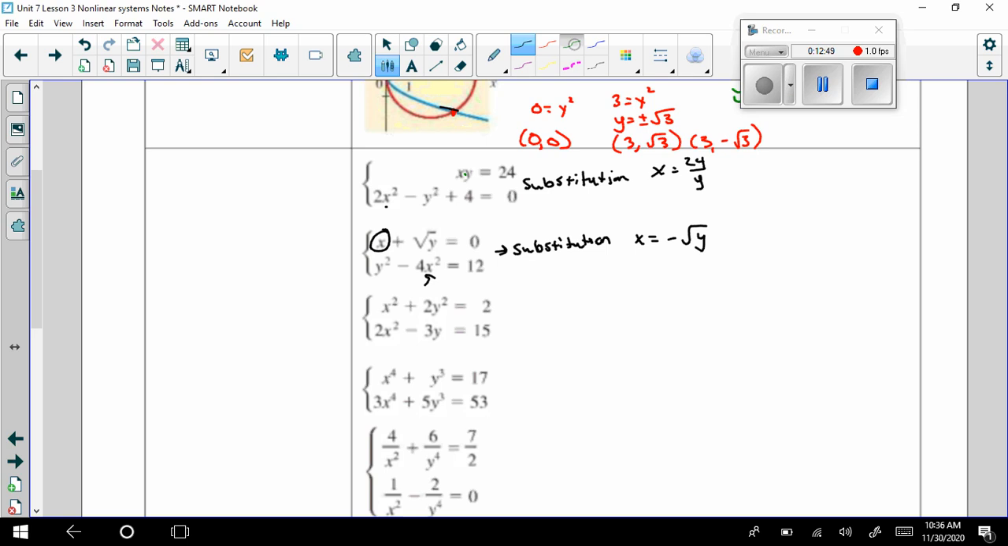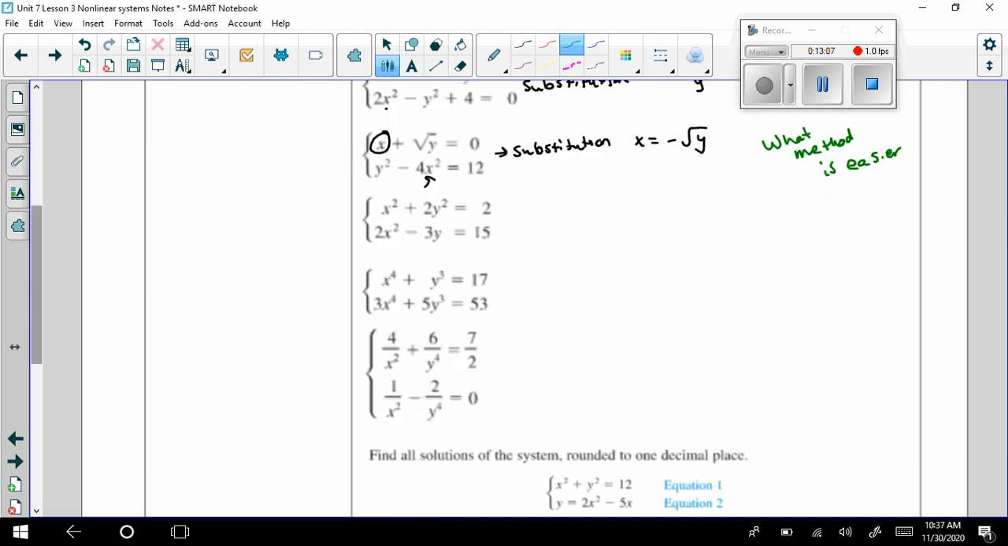So really, you're just always asking yourself, what method is easier? Okay, and I can post a separate video and make it optional on how to solve these step by step. I just don't want to keep you too long. But for here, I would use elimination, because we can line up these like terms really easily and eliminate the x squared. Same here, elimination.